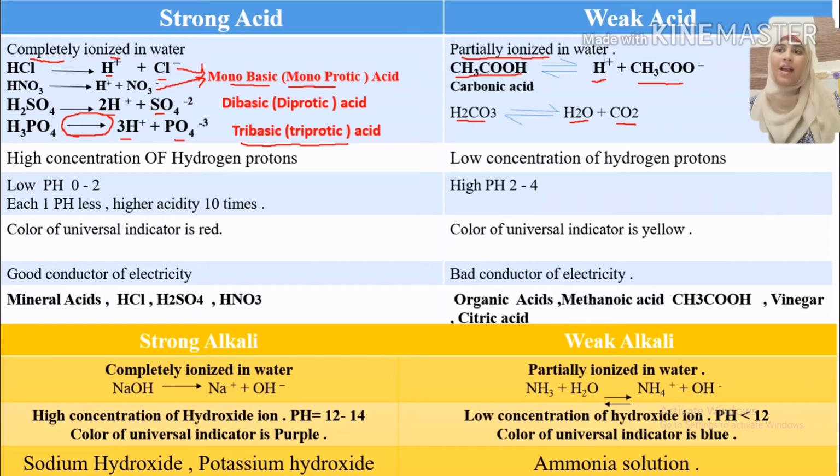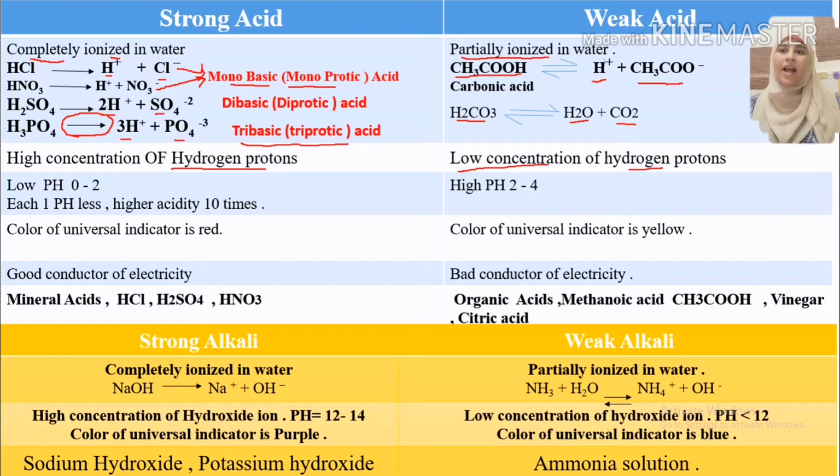Okay. Strong acids, we have high concentration of hydrogen proton. We say if we add 100 molecules of hydrochloric acid, will be converted into 100 molecules of hydrogen proton and 100 molecules of chloride. In the case of weak acids, we have low concentration of hydrogen proton. We say if we start with 100 molecules or more of methanoic acid, only one molecule will be converted into hydrogen proton H positive and acetate group.